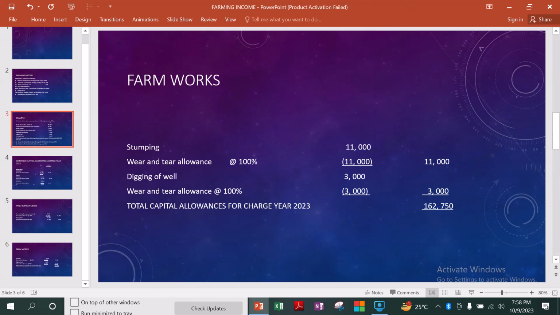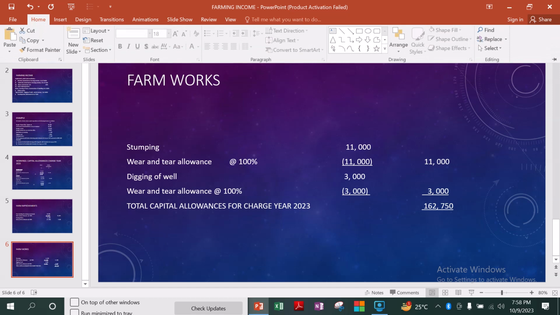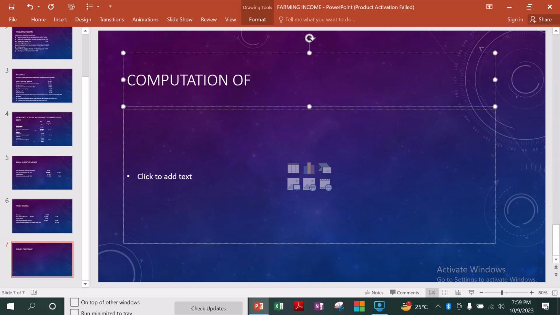So that is answering the first part, which is part A: calculate the final taxable farming profit chargeable to Mr. Kunda, tax year 2023. We needed that working so that we can go and answer this part. That's what I'm going to show you now. Next, part A. Since we are now armed with the figure we are looking for, we can say computation of tax adjusted profit after capital allowances.